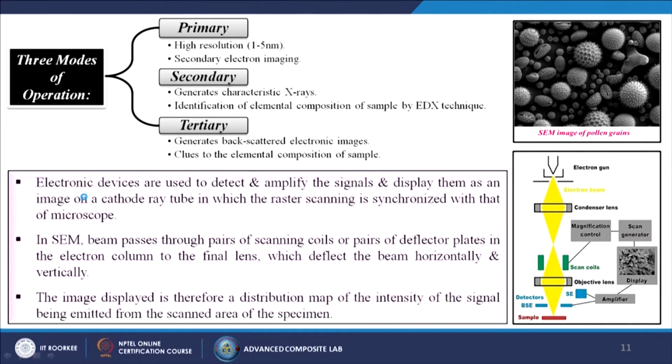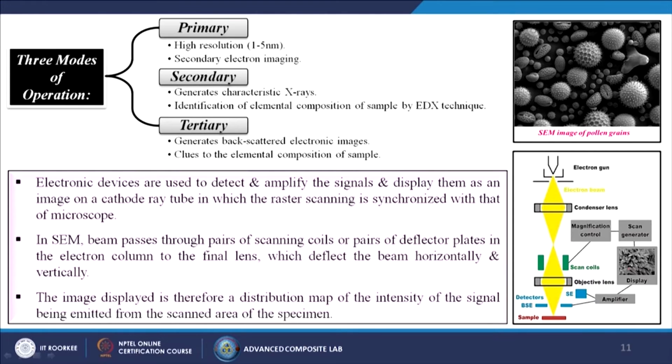So, here you can see the general picture we have given of the pollen grains. In this particular case you can see that we are having the electron gun, then the electron beam is coming through the condenser lens, then it is falling onto the sample itself. So, we are having 3 detectors over there, the BSE detector, then secondary, and another one is the magnification control, that scan generator, and we are getting the display over there.